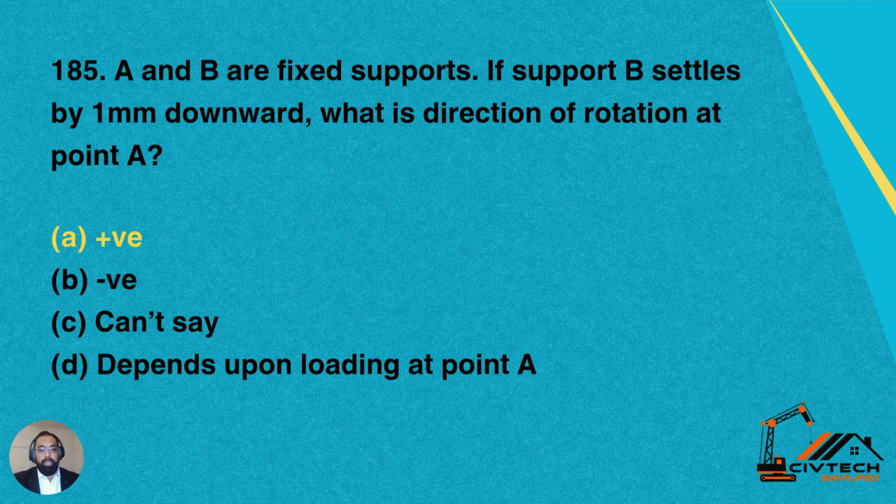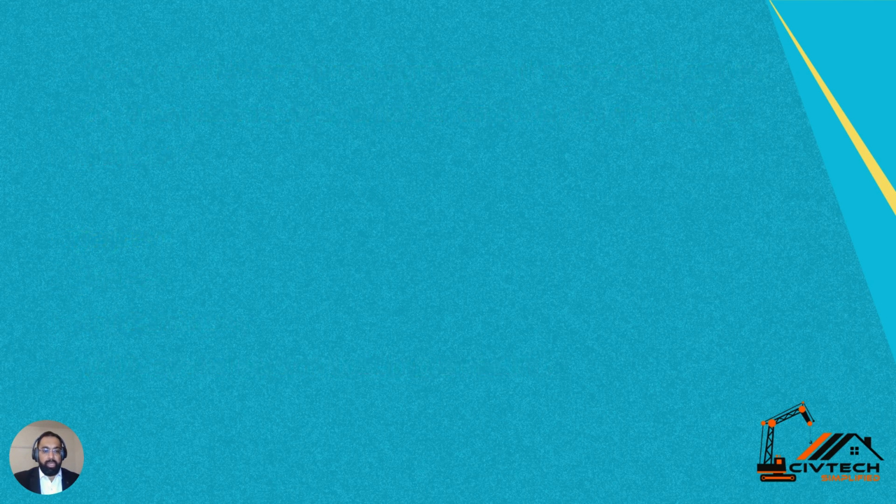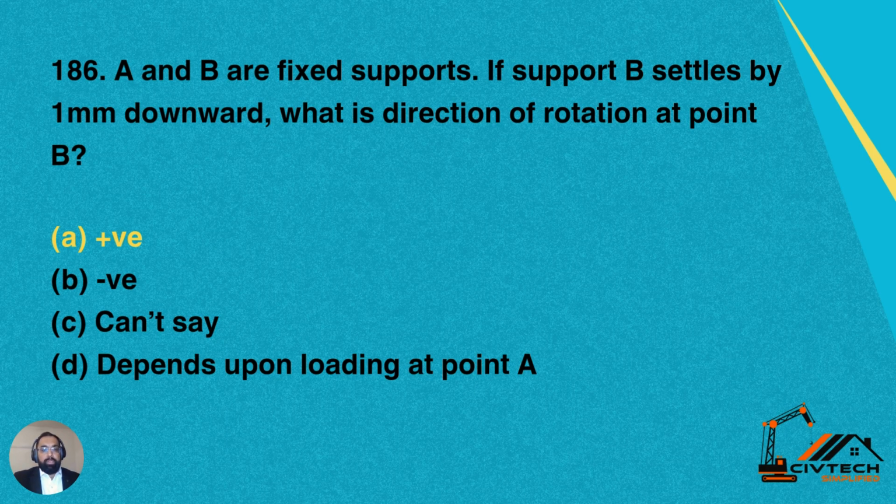Question 185. A and B are fixed supports. If support B settles by 1 mm downward, what is the direction of rotation at point A? So it's settling downward, it's clockwise. Option A is positive, B is negative, C can't say, D depends upon loading at point A. So A here is the correct option, which is positive. The direction of rotation at point A would be positive.